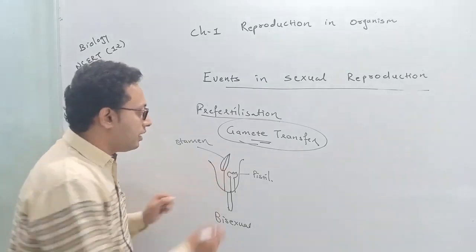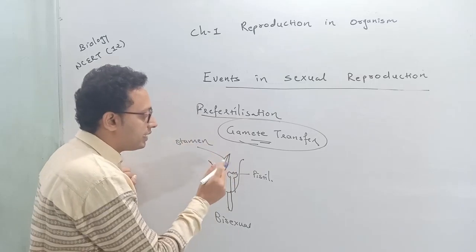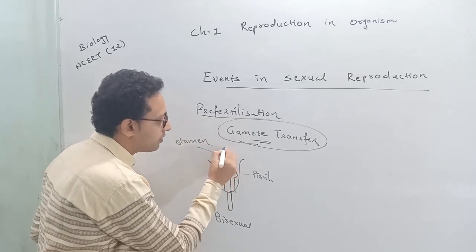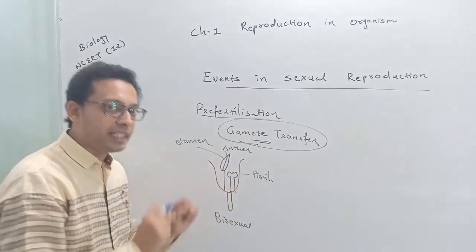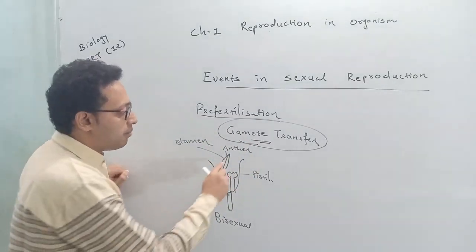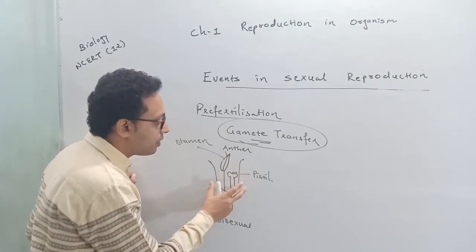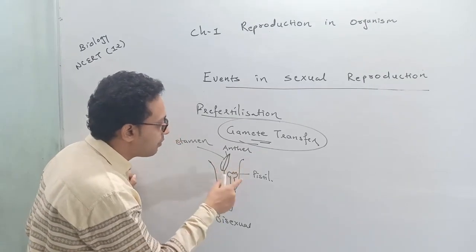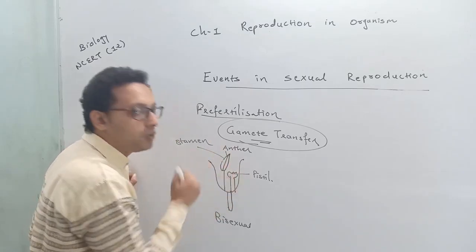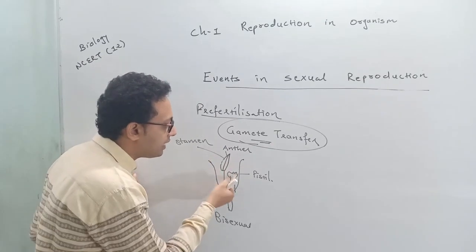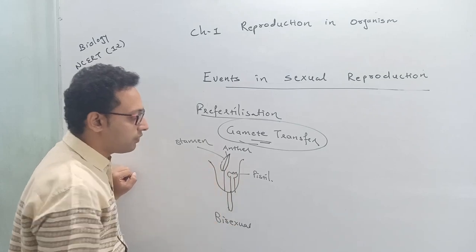Clear? So here the male gametes are present in the stamen. In the stamen, this part is called an anther. Anther possesses the pollen grain, and pollen grain contains the male gametes. The male gametes are transferred to a pistil or carpel very easily because within the same flower there is a presence of both pollen grain as well as an ovule, or you can say a male gamete and the female gamete. So it is easy to transfer in the case of a bisexual flower.